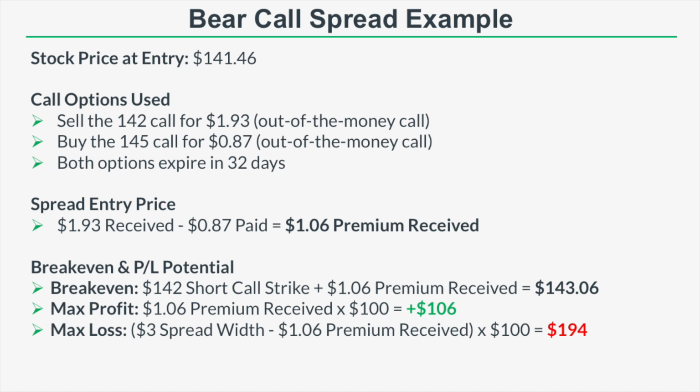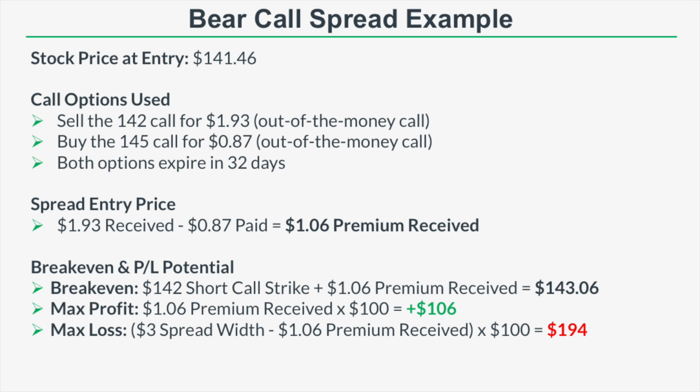Now, the maximum loss potential for a bear call spread is the width of the strikes minus the premium received times 100. In this case, we have a $3 spread width, so we're selling the 142 call and buying the call option with a strike price that is $3 higher, which is the 145 call. When you take $3 and subtract $1.06, that means we can lose $1.94 per spread, or $194 per spread in actual profit and loss terms.